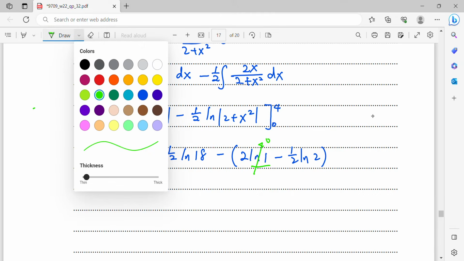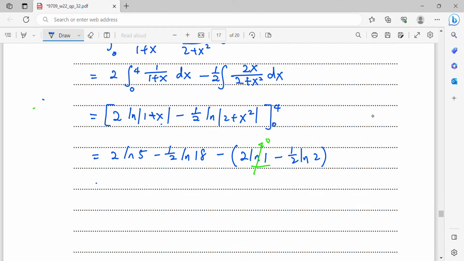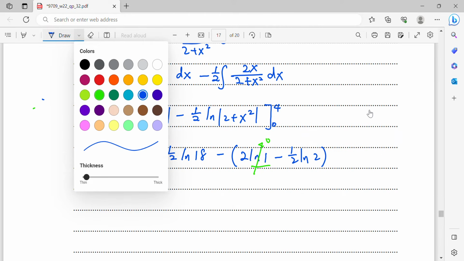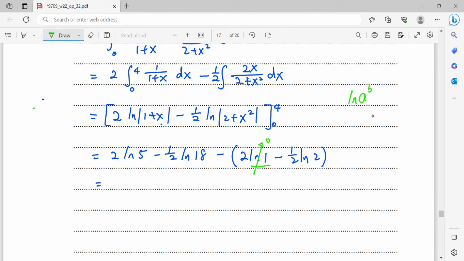Okay, so now to get single ln, we may use the formula ln a power b. I will better write here. Ln a power b is b ln a. Alright, so now I will move up the square, move up the 2. So I'll get ln 5 squared, then minus ln 18 power half. Then this minus and minus becomes plus. Okay, minus minus is a plus. The half move up, ln 2 power half.